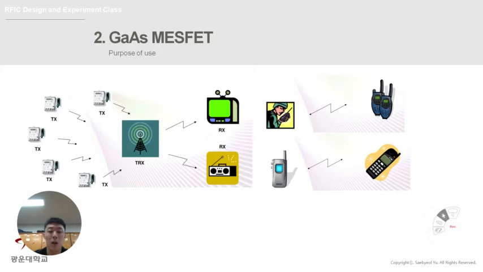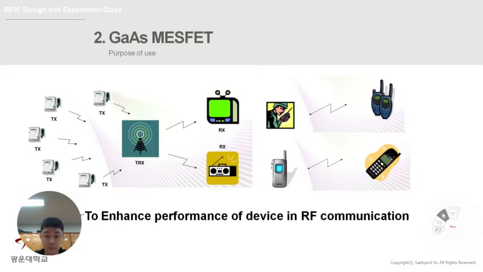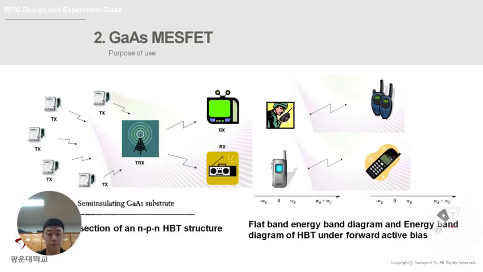I'm going to talk about the purpose of using the gallium arsenide MOSFET. The purpose is to enhance performance of devices in RF communication. Gallium arsenide MOSFET is usually used as a high-speed transistor in RF communication and in high-speed logic circuits due to the high electron mobility. Also, gallium arsenide MOSFET provides high frequency performance combined with low noise and high efficiency.